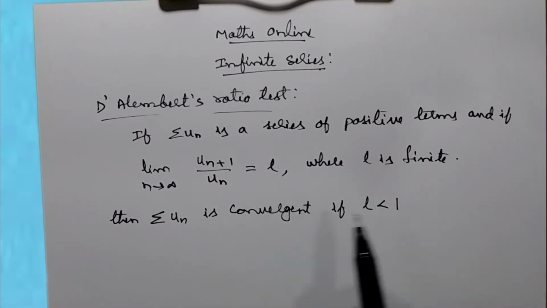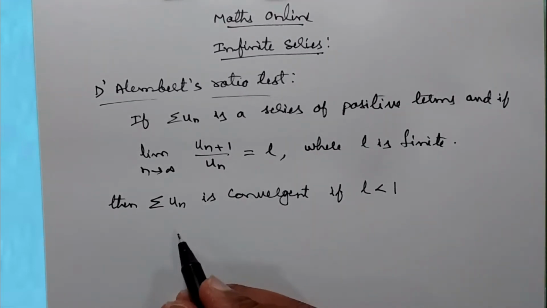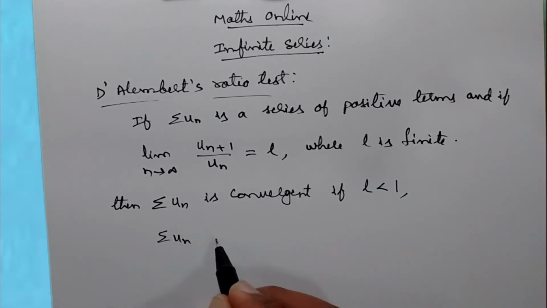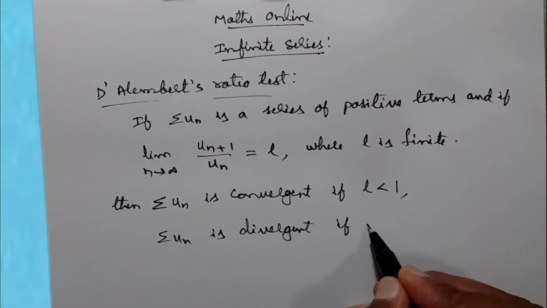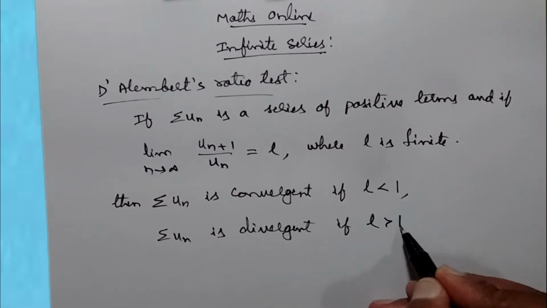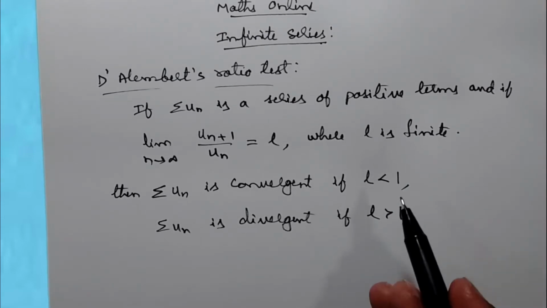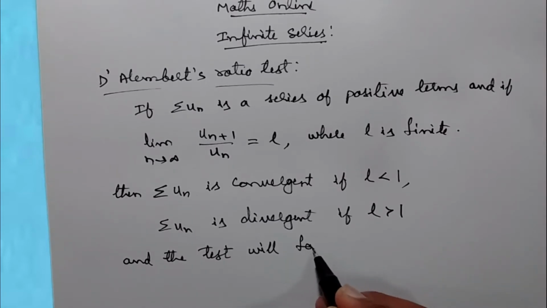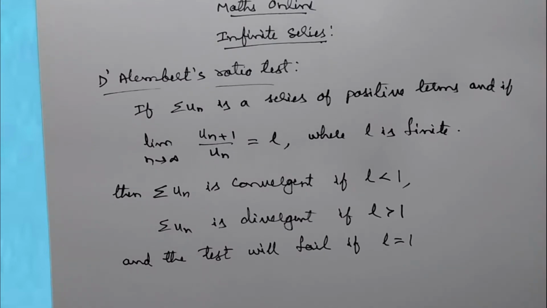So this conclusion is the same as we have seen in the case of the Cauchy's root test. L is less than 1, the series is convergent. And then the series is divergent. The summation of un is divergent if the value of L is greater than 1. So exactly the same condition as we have seen in the case of the Cauchy's root test. And the test will fail if the value of L is equal to 1.